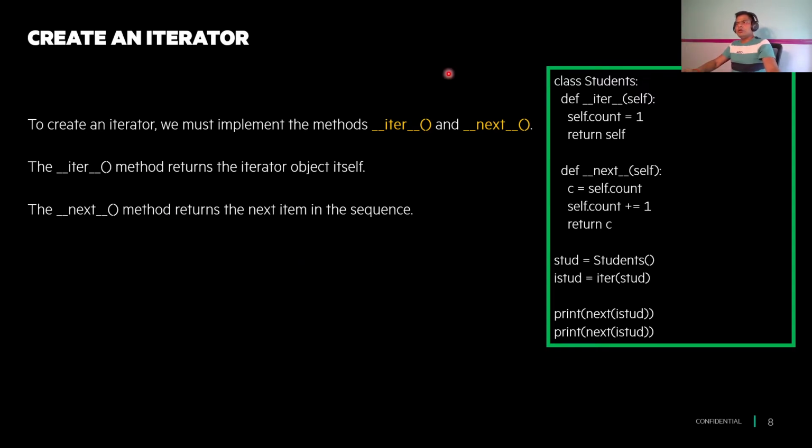Let's take an example. We are creating a new class, Students. This is going to work as our iterator. We are defining iter, and what it does is set the count and return self, whatever the object is, it just returns the object. Whereas next is going to take the count, increment the count, point to the next one, and then return self.count. And we are just creating the object and iterating over it.